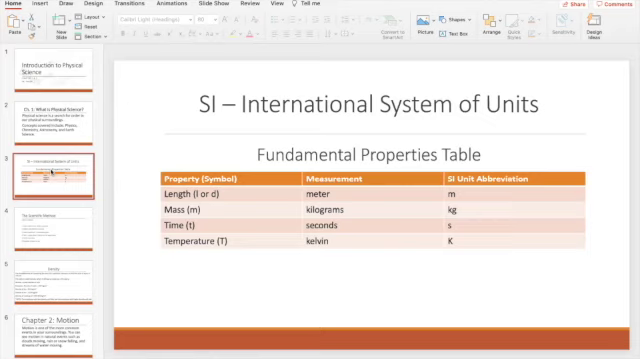All right, so the first topic is the SI unit system. SI stands for the International System of Units. This is what the rest of the world uses for their fundamental properties. However, here in America, we have slightly different measurements that we use. However, in the scientific community, we do use these SI fundamental unit properties.